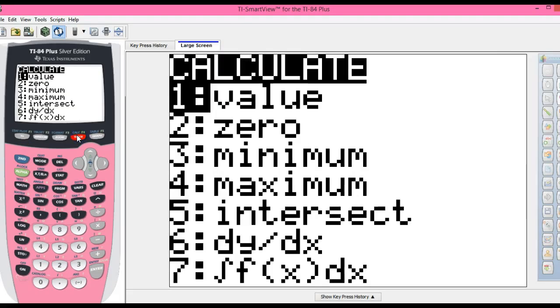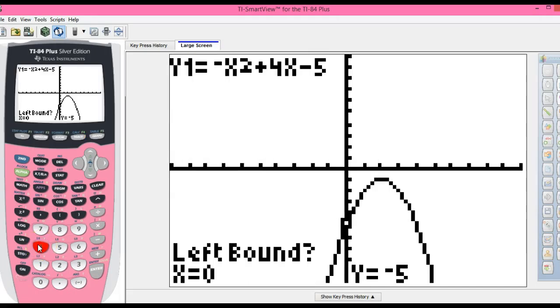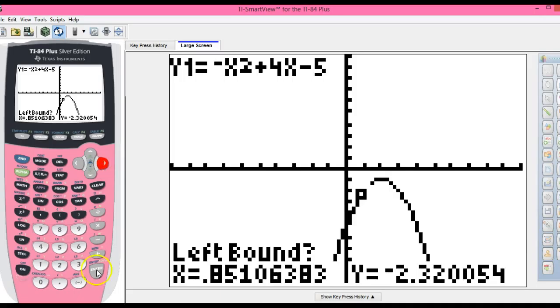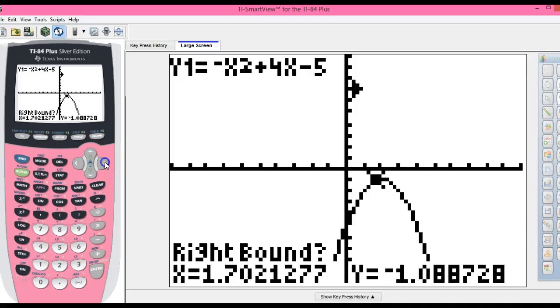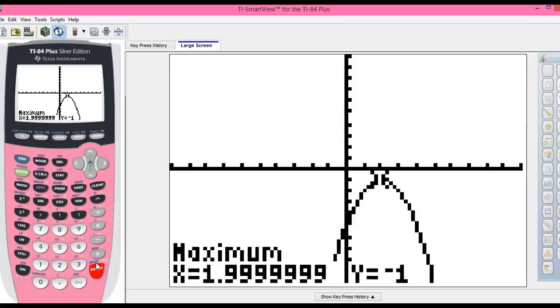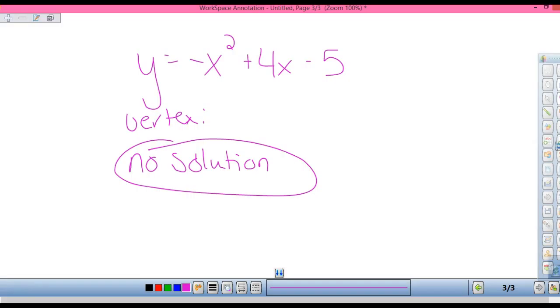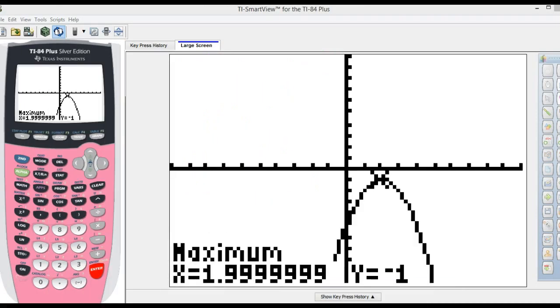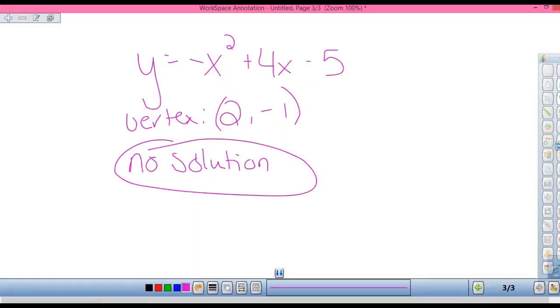So second, calculate. What am I finding on this guy? Maximum this time. Left bound is on the left side. Right bound is on the right side. Guess is in the middle. Okay, and what is my 2, -1? It's going to be my vertex. Okay?